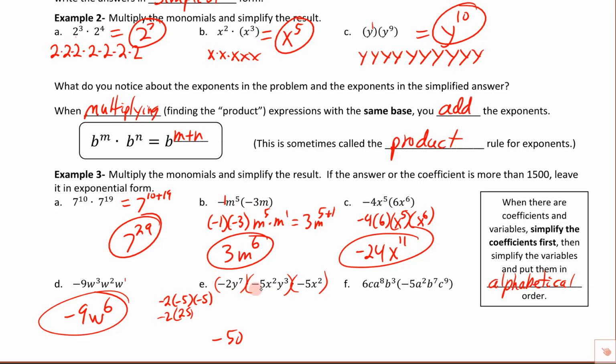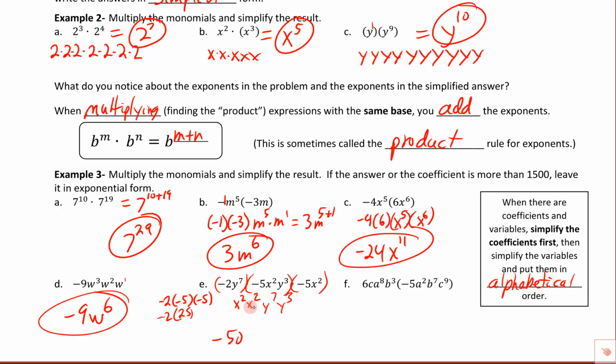We've got y to the 7th, x to the 2nd, y to the 3rd, and x to the 2nd. So I'm going to do this. Let's put those together. I've got an x squared and an x squared, and then I've got a y to the 7th and a y to the 3rd. So I've kind of rearranged these so that I can visualize what's going on.